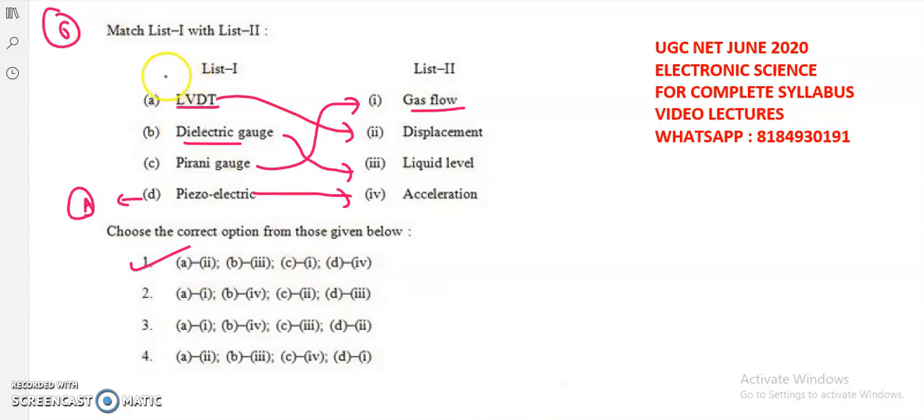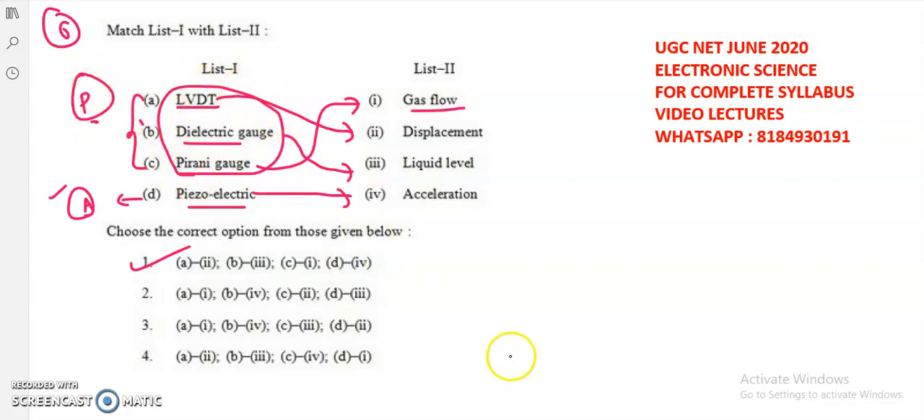And coming to the types of transducers, as I told, the piezoelectric is an active transducer. That means we don't require any type of external supply. But coming to these three, LVDT, dielectric gauge, and the Pirani gauge, all three come under the passive transducers, which require some external supply to convert one form of energy into another form of energy, or else to measure whatever energy you want from these transducers.